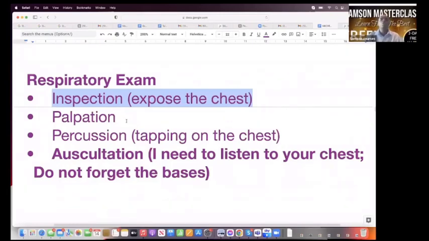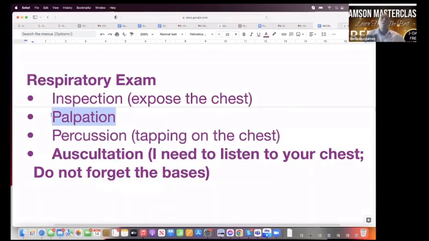So you expose only the chest, which means you roll the cloth down, because the patient is in a hospital gown. Just roll the gown down and expose only the chest. Then you have a look. Okay, what I need to do, I'll be pressing on the chest now. Bear with me. You press genuinely, like somebody who's looking for tenderness.